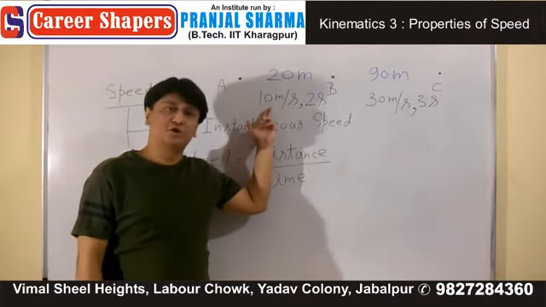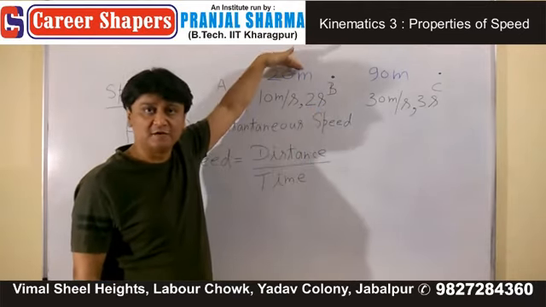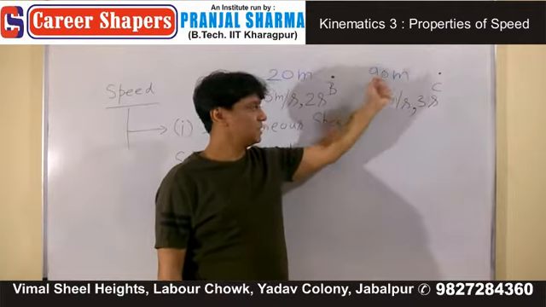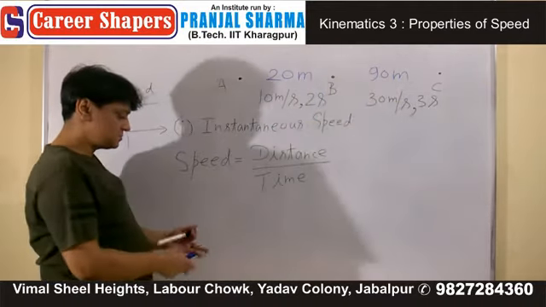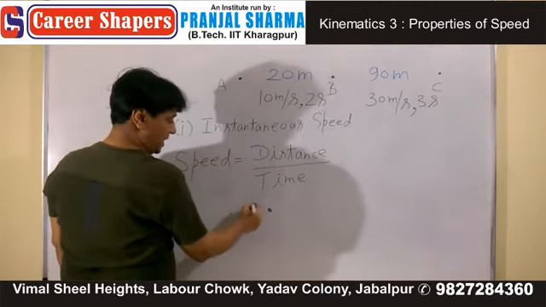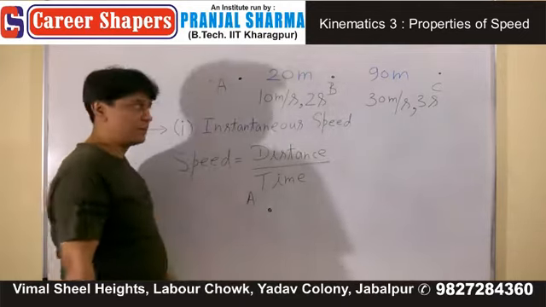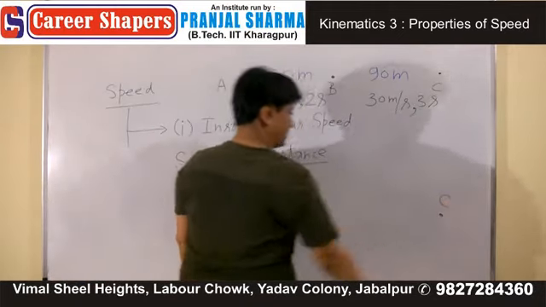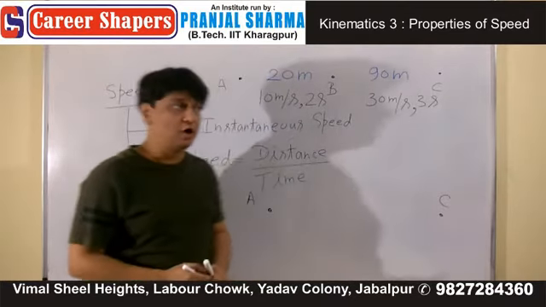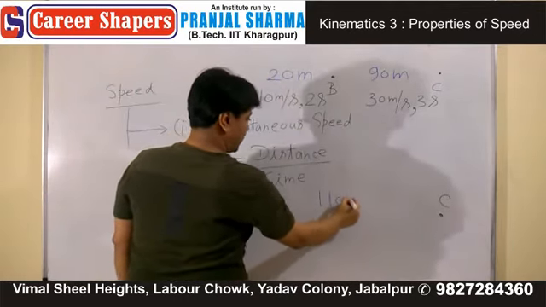We were given this information of 10 meters per second, and the object traveling for 2 seconds. The distance it travels is something which we already know from 9th and 10th: speed, time, distance. Now, look here. If I tell you that an object is moving from A to C, a total of 20 plus 90, 110 meters.